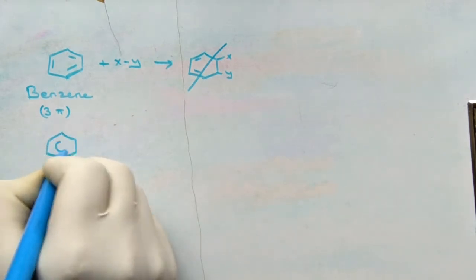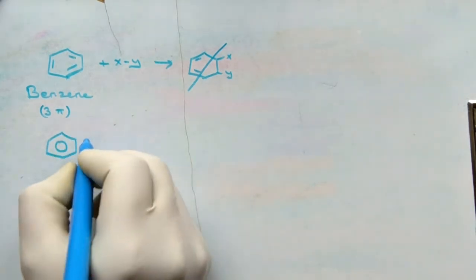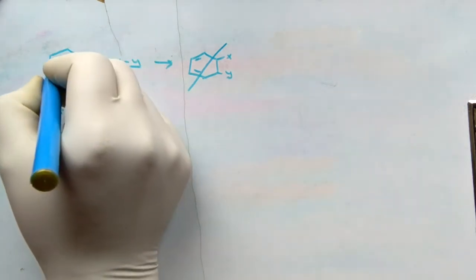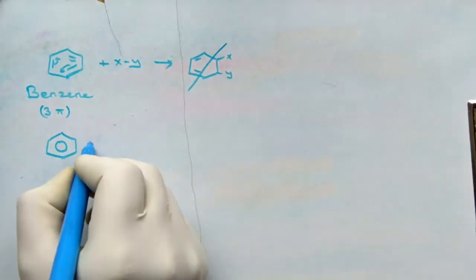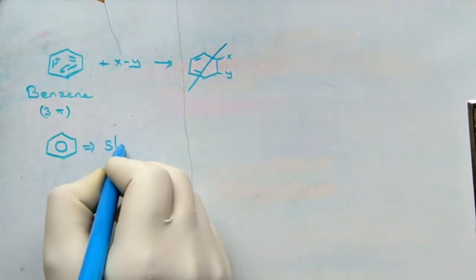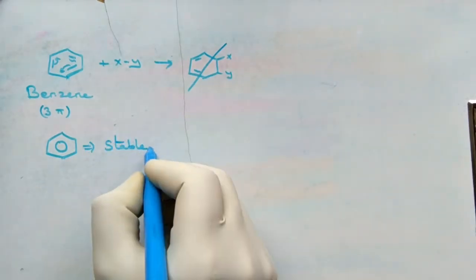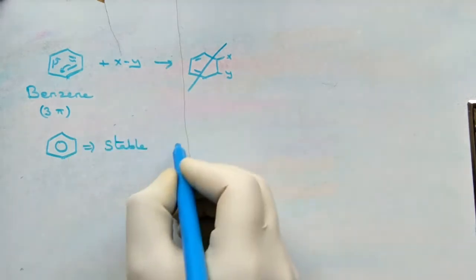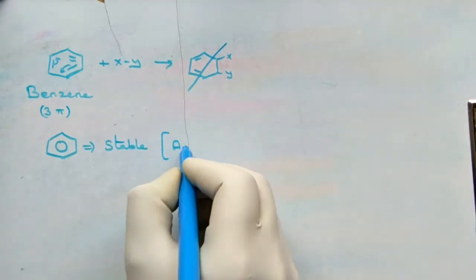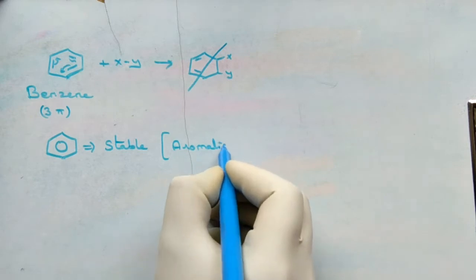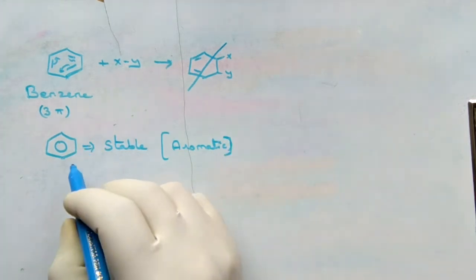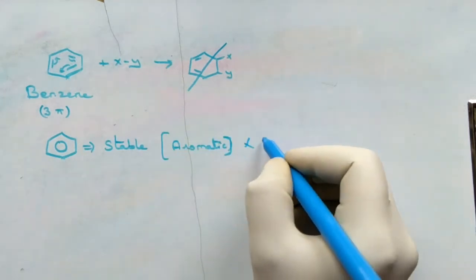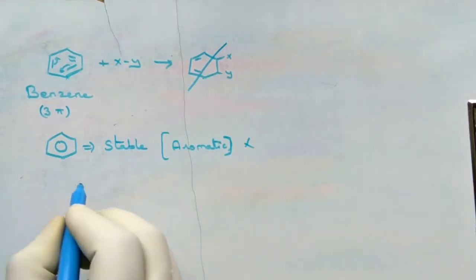We can write benzene also like this. The ring inside the benzene structure is denoting the resonance of pi electrons. Due to this resonance of pi electrons, benzene is more stable, and compounds which are containing benzene ring are called aromatic compounds. Aromatic compounds will not undergo addition reaction like this due to the resonance of pi electrons.